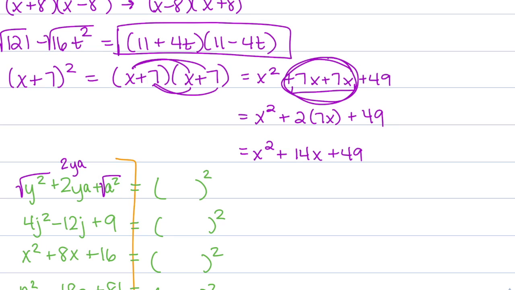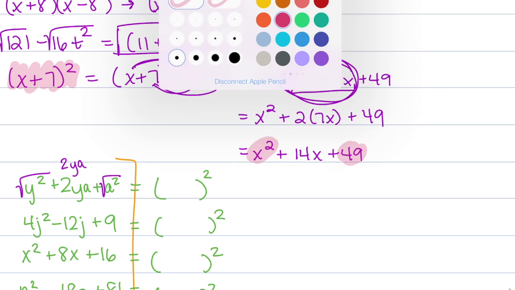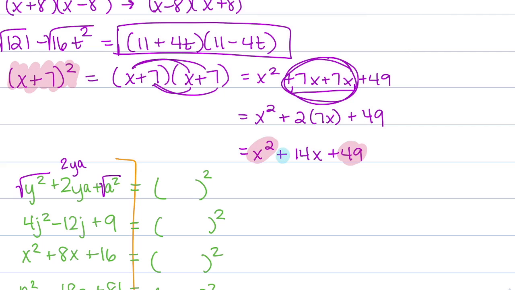So the way that we come back to the factored form, okay, is by looking at the very first term, the last term, and then one more thing, the sign of the middle term, okay? So I'm going to say, okay, square root of this is y, square root of this is a, and my sign is positive, so that's my factored form.